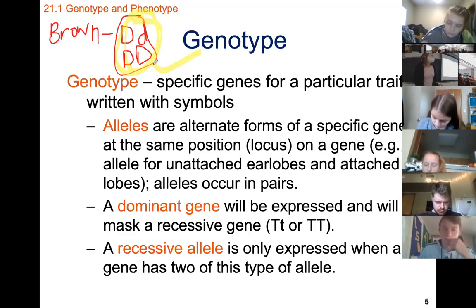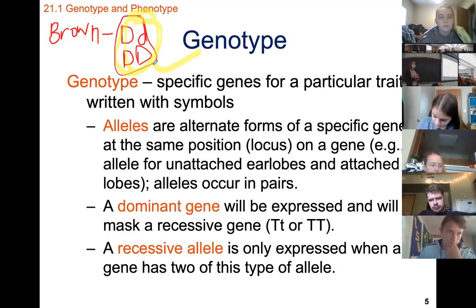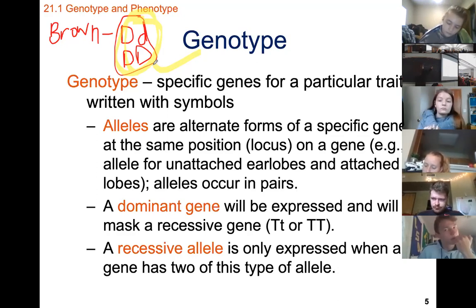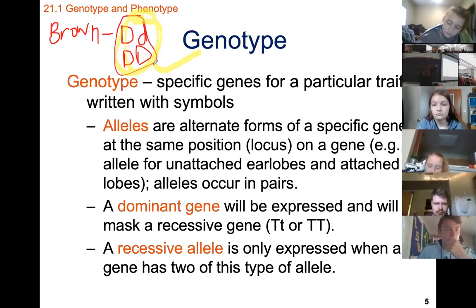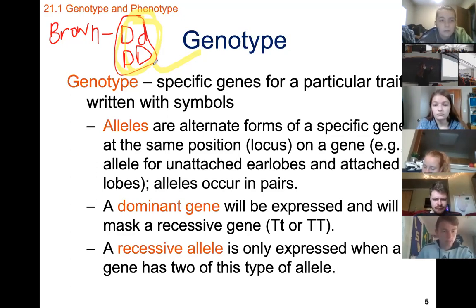The alleles are the alternate forms of a specific gene at the same position, the locus on a gene. An allele for an attached or unattached earlobe, the alleles occur in pairs. So this is one allele. They come in pairs. So this is a dominant allele, dominant allele, dominant allele, recessive allele.